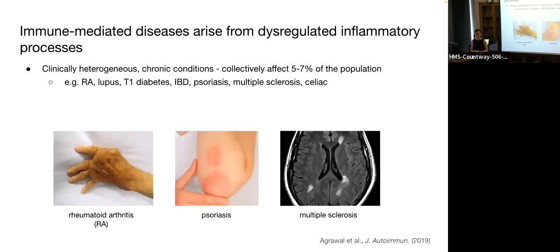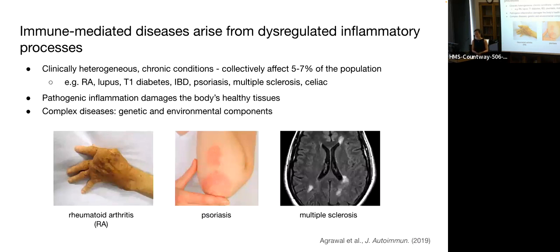These are clinically heterogeneous chronic conditions that collectively affect 5 to 7% of the population and include things like rheumatoid arthritis, RA, lupus, type 1 diabetes, IBD, psoriasis, amongst others. In all cases, there's pathogenic inflammation that causes damage to our body's own healthy tissues. And so these are complex diseases which include both genetic and environmental components.